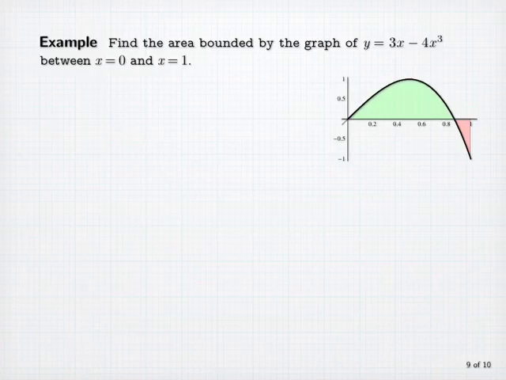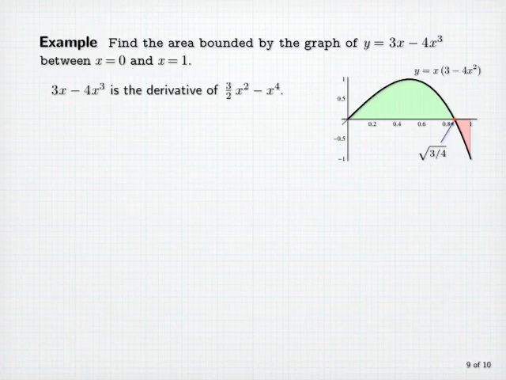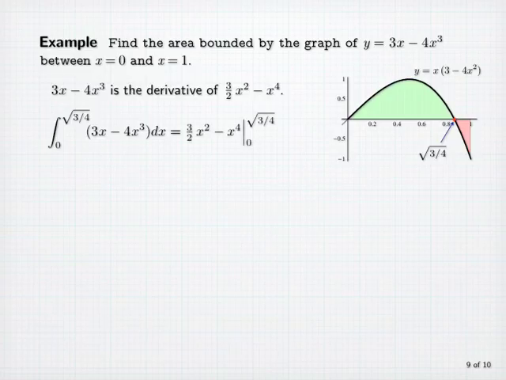In order to do that, we need to know where the graph crosses the x-axis. By factoring, we can write y equals x times (3 minus 4x squared), which makes it clear that the x-intercept of interest here is the square root of 3/4. Now let's also recall that 3x minus 4x cubed is the derivative of 3/2 x squared minus x to the fourth. To calculate the area above the x-axis here, we'll integrate this function from 0 to the square root of 3/4. That will be 3/2 x squared minus x to the fourth evaluated from 0 to the square root of 3/4.